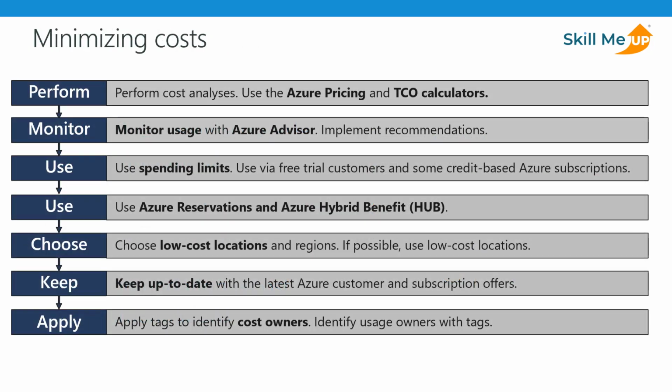You can use the Azure pricing and TCO calculators ahead of time to help identify what's going on. Monitor your environment with the monitor as well as the advisor. Set up spending limits and reservations to help utilize your resources and let you know if you're going to be hitting into any limits. Make sure you're using the low-cost locations when possible. Make sure you're staying up to date with whatever offers and subscriptions are out there. You can set up alerts to let you know when those are coming through.